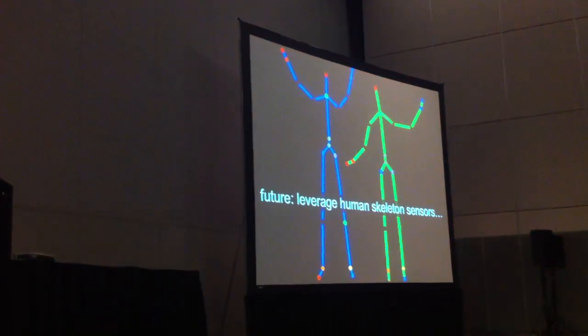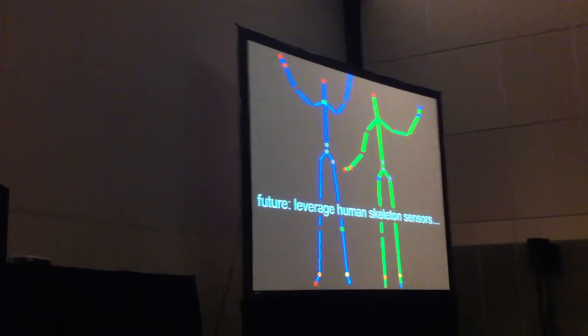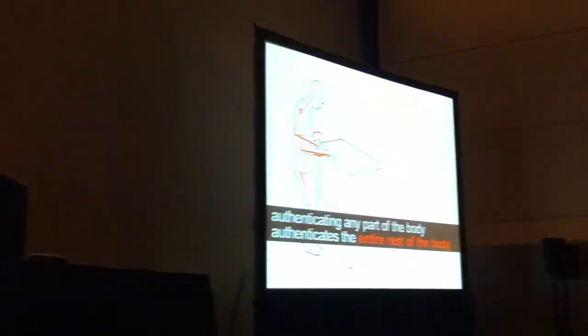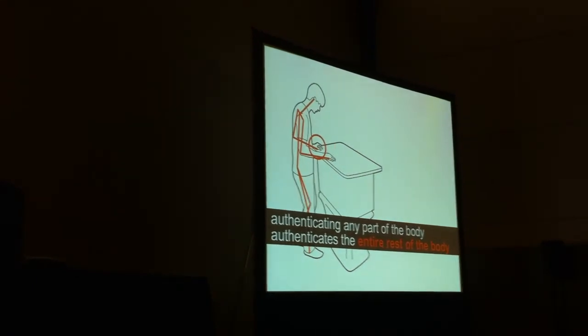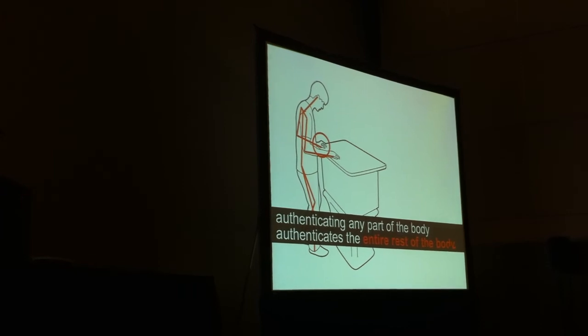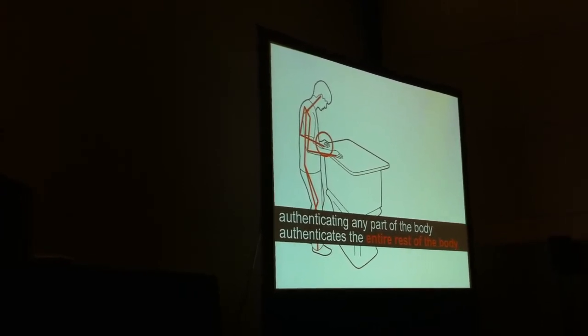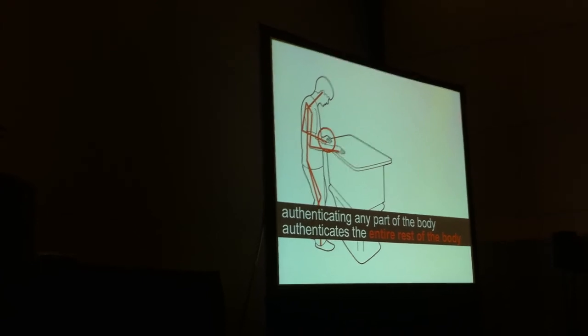And we think that in the future, by using sensors like Kinect, we can take basically the whole human skeleton and everything that is connected to authenticate or to identify every part of the body. So, for example, we can take the shoe to identify the hand, or vice versa.